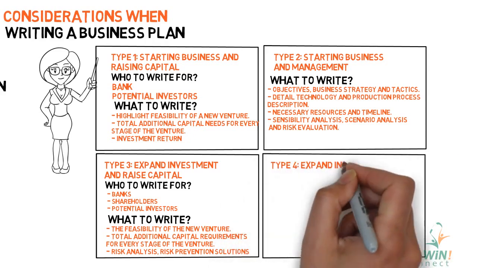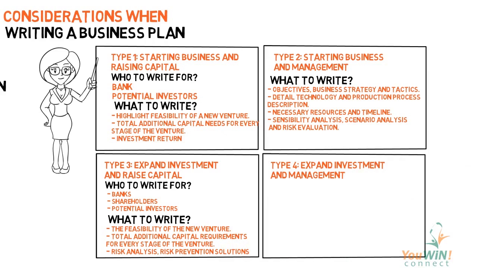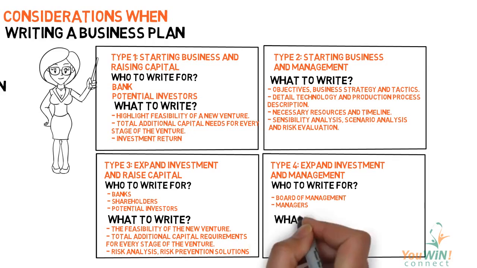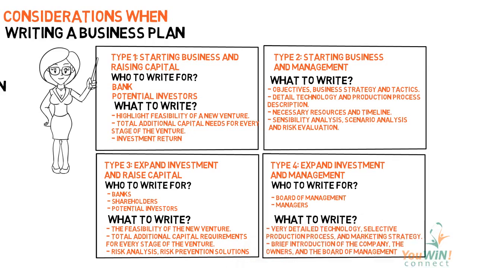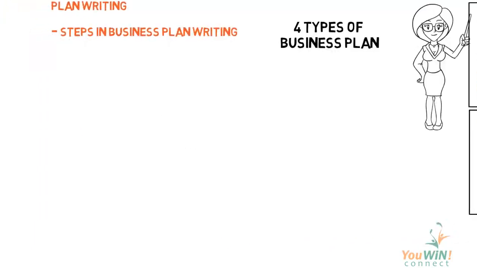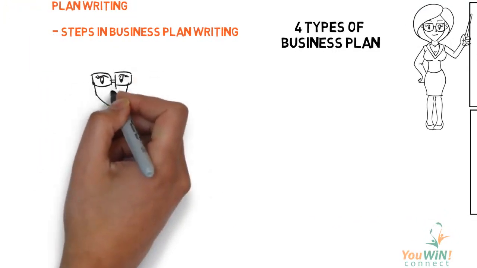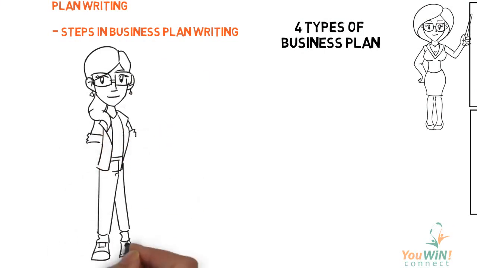Type 4 is an expansion investment, and you're writing to in-house people. The content is the same as type 3, but it's a lot more specific, concentrating on main issues like the current difficulties of the company and the solutions to them. A business plan should help venture managers anticipate difficulties or risks which they will meet and make right and on-time decisions in implementing the process. This plan should show very detailed technology, selective production process, and the marketing strategy.